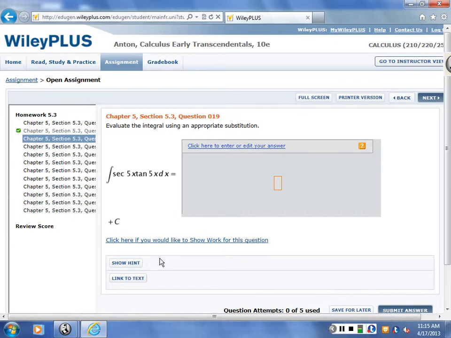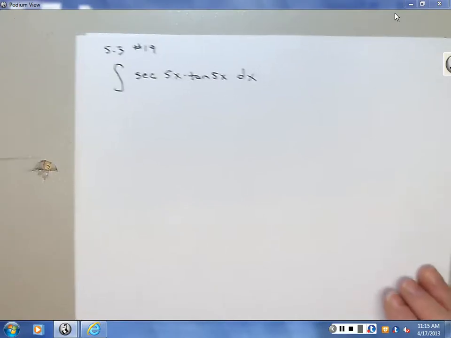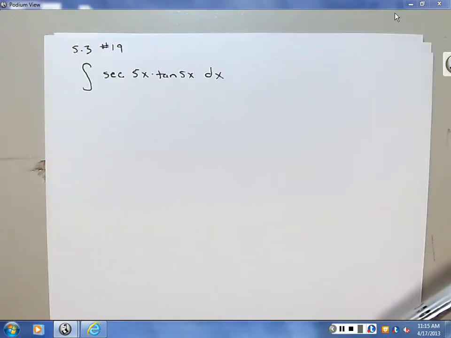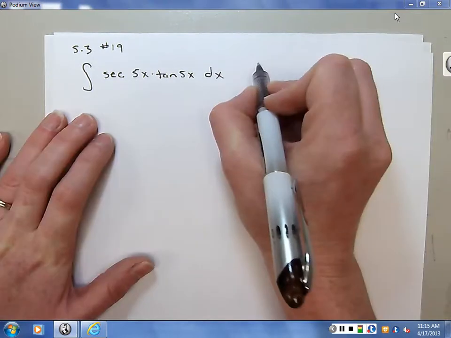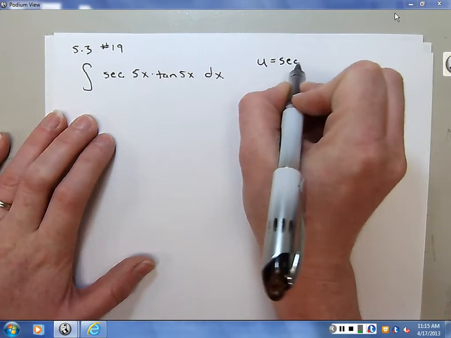So we're integrating secant of 5x times tangent of 5x dx. What's the derivative of secant? Secant tangent. What's the derivative of tangent? Secant squared. I don't have a secant squared to cancel, so I need to pick my u to be secant. So I'm going to say u is secant of 5x.